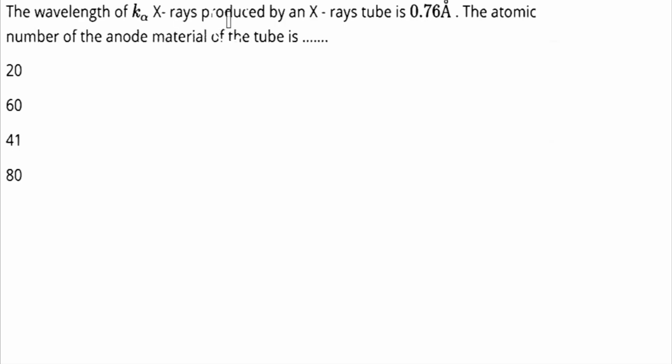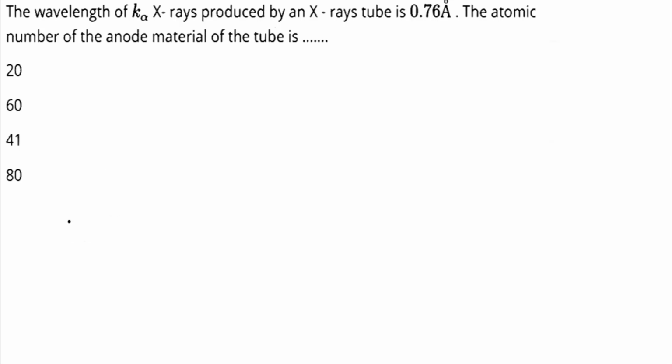Hello friends, let's see this question. The wavelength of K alpha X-rays produced by an X-ray tube is 0.76 angstrom. The atomic number of the anode material of the tube is: option A 20, option B 60, option C 41, and option D 80. So in this question we have the K alpha X-rays produced by an X-ray tube having wavelength 0.76 angstrom, and K alpha is the line. We have to find the atomic number of the anode material of this tube.